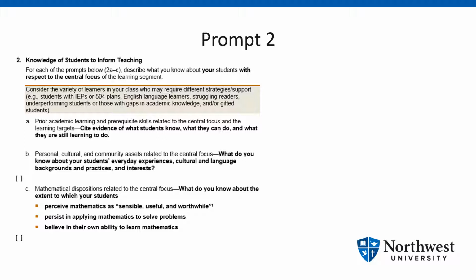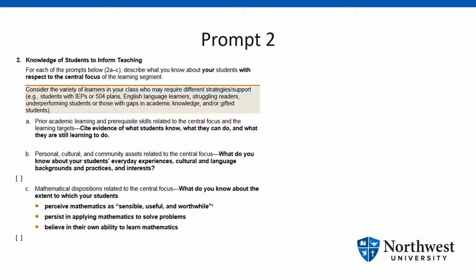The second of our 5 prompts is about your students. Whereas prompt 1 asked you to reflect on the learning targets, the standards, and the sequence you've developed and how they relate to the concepts you are trying to teach or the skills you're trying to develop, prompt 2 asks what you know about your students and what they already know about this topic.